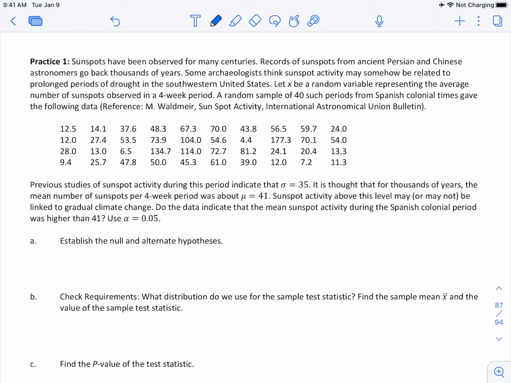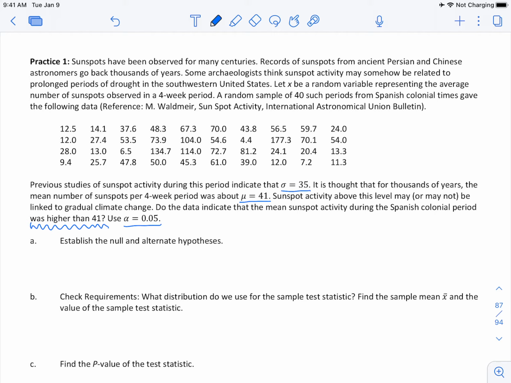Previous studies of sunspot activity during this period indicate that sigma is equal to 35. It is thought that for thousands of years, the mean number of sunspots per 4-week period was about mu equal to 41. Sunspot activity above this level may or may not be linked to gradual climate change. Do the data indicate that the mean sunspot activity during the Spanish colonial period was higher than 41? So we're going to pay attention to the keywords there. And we're going to use alpha equal to 0.05.